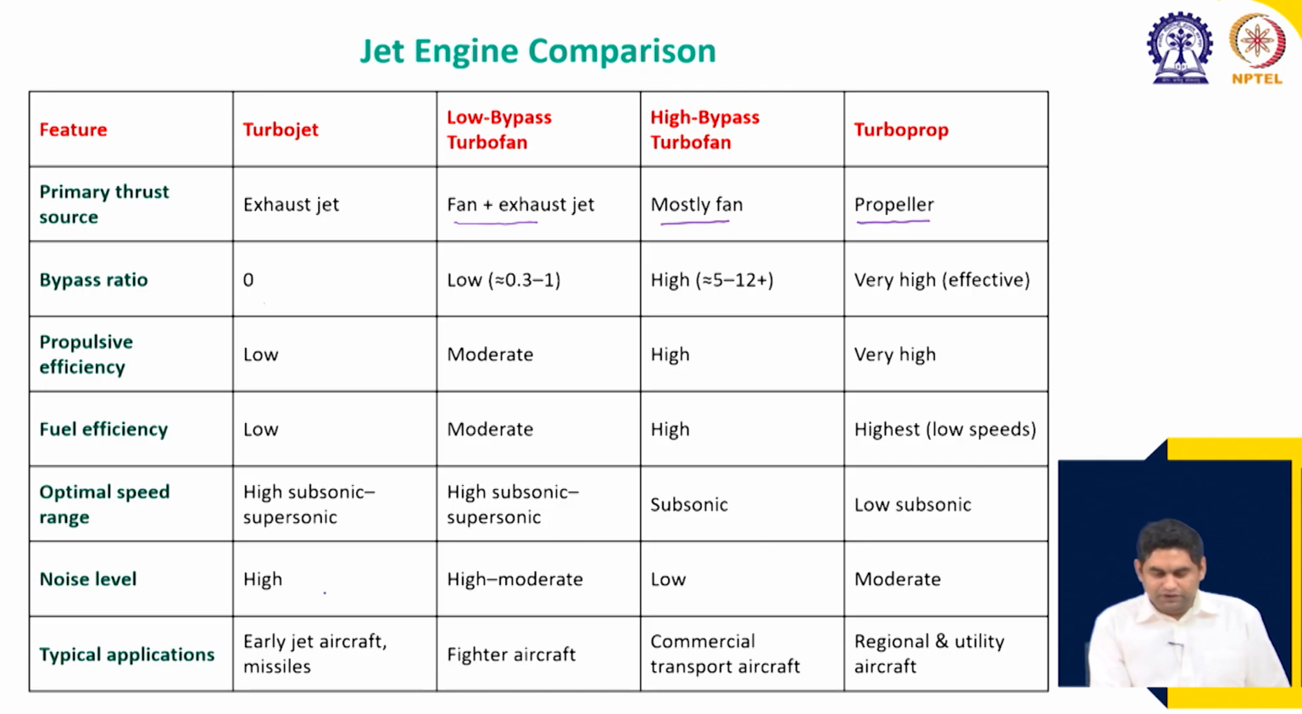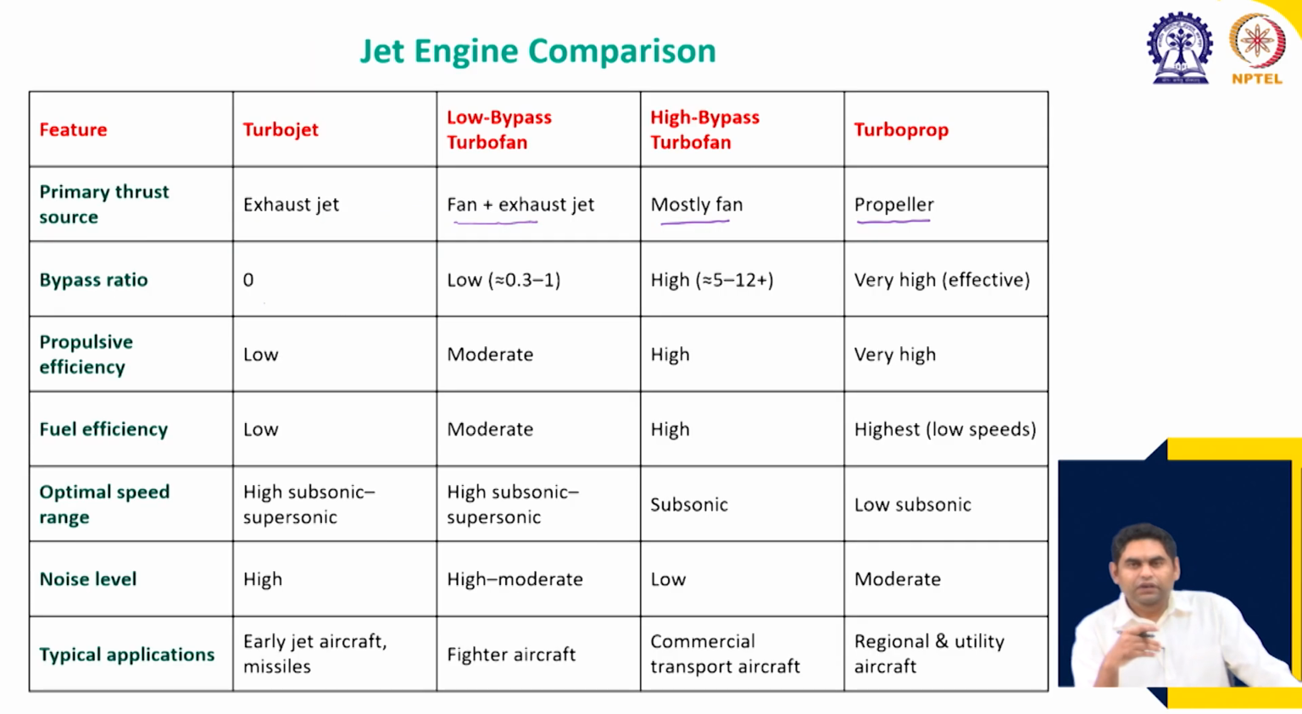Noise level also depends on the exhaust velocity. So, it is highest for turbojet and gradually goes down towards turboprop. And we have already discussed typical applications. Early jet aircraft used turbojet, nowadays we mostly use low bypass turbofans for military aircraft like fighter aircraft, and for commercial or transport aircraft we use high bypass turbofan, and for short distance and utility aircraft we use turboprops.